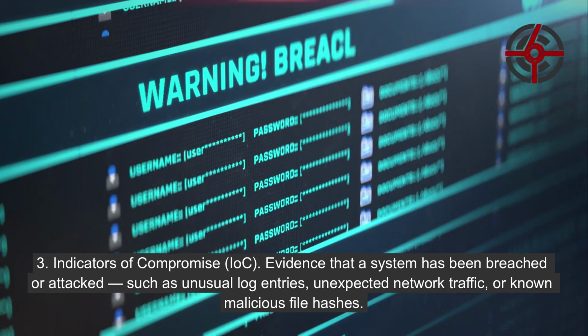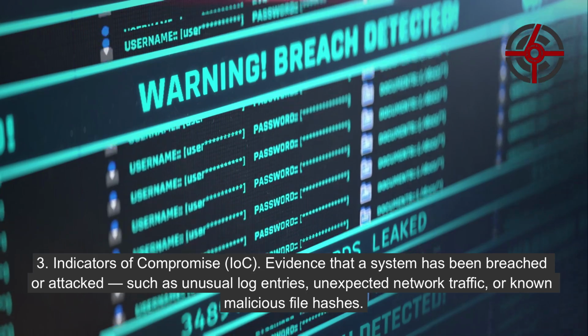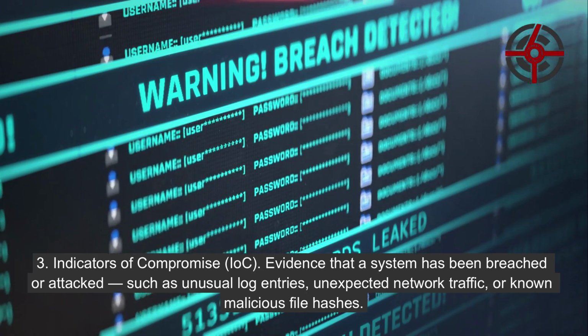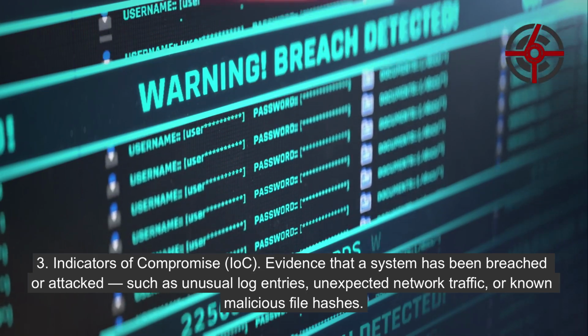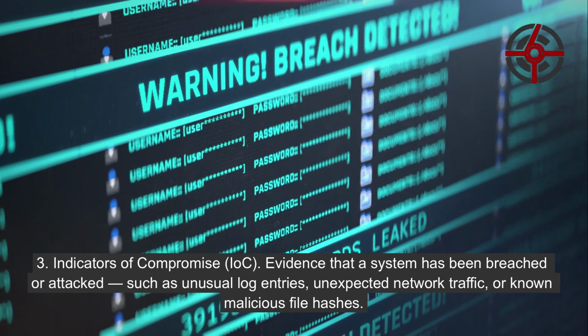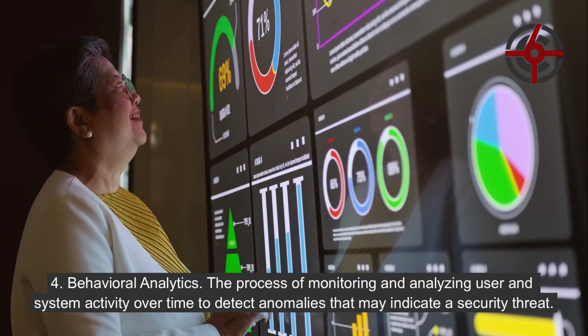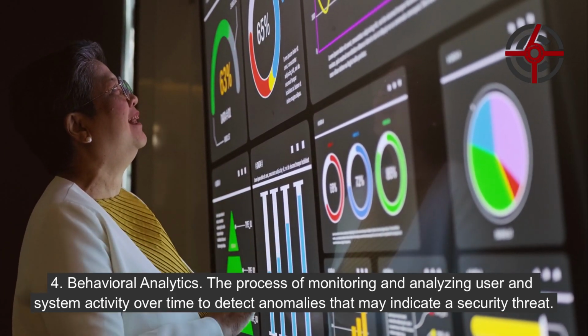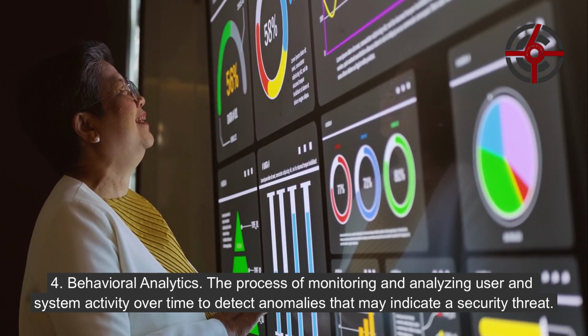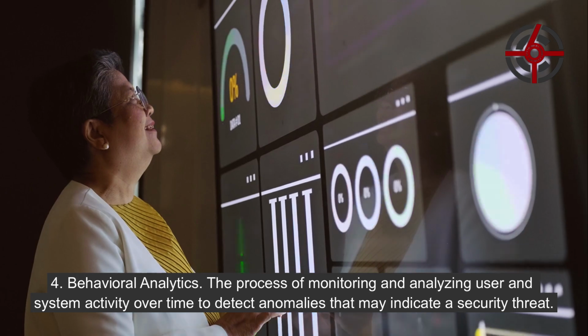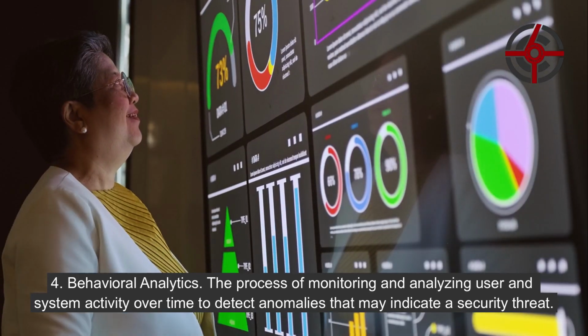3. Indicators of compromise, IOC. Evidence that a system has been breached or attacked, such as unusual log entries, unexpected network traffic, or known malicious file hashes. 4. Behavioral analytics. The process of monitoring and analyzing user and system activity over time to detect anomalies that may indicate a security threat.